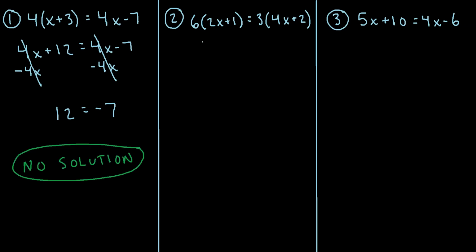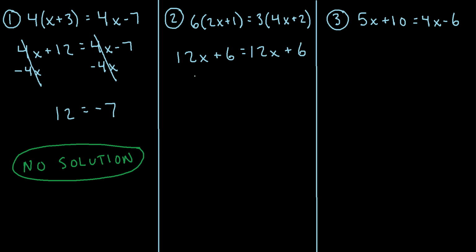All right, let's try number 2. We have 6 times (2x plus 1) is equal to 3 times (4x plus 2). So we'll start by distributing the 6 into these parentheses, and then on the right-hand side, we'll distribute the 3 into the parentheses. So let's see what we get. 6 times 2x, that's 12x. 6 times 1 is plus 6, is equal to 3 times 4x, that's 12x.